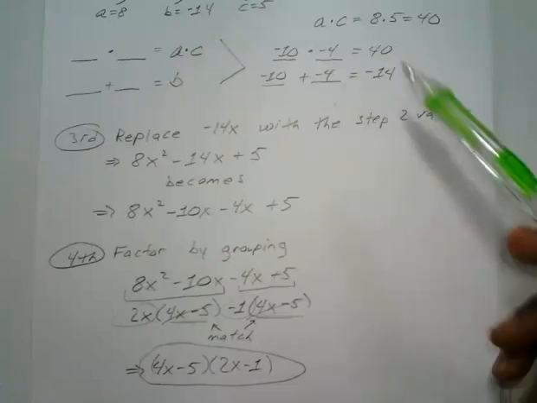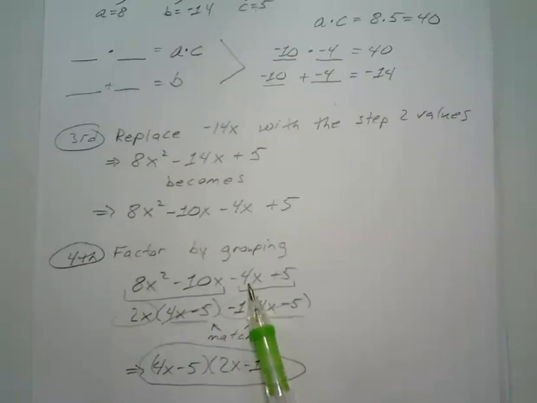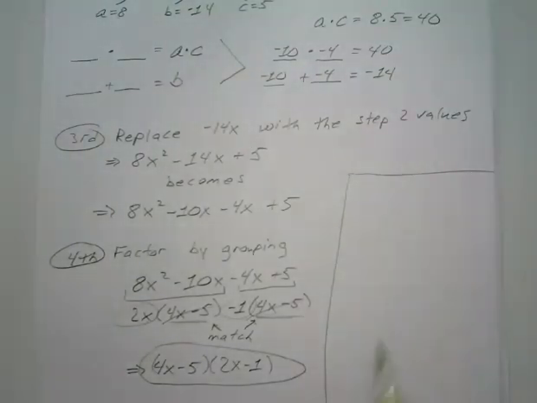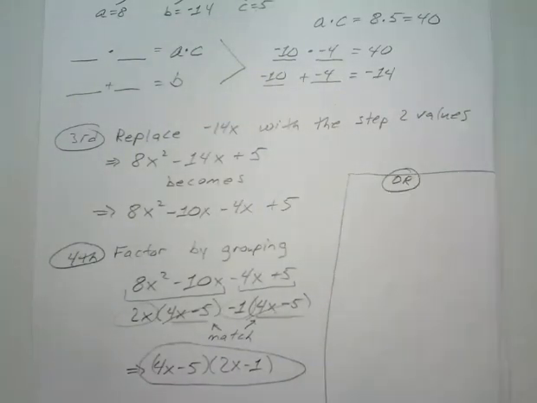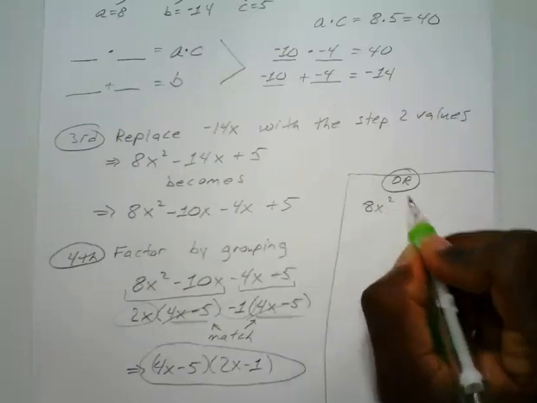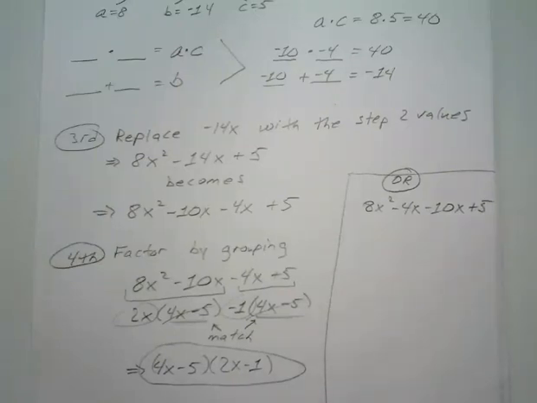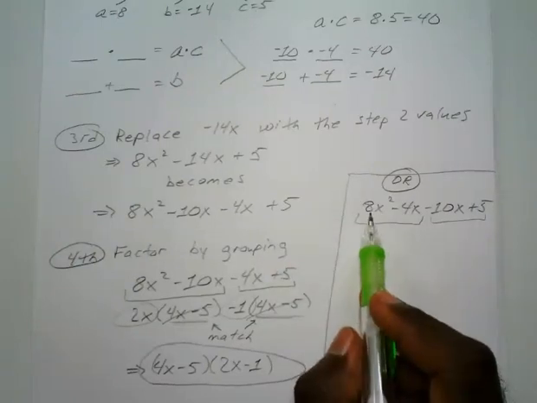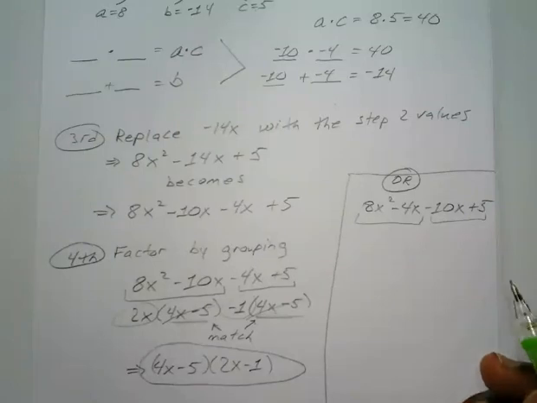Alright, just to let you know, it doesn't matter which order you put these in. If you put it as negative 10, negative 4, it will be the same as if you put negative 4, negative 10. Okay, so I'm going to show you really quickly what would happen if I put it as minus 4, minus 10. So if you have 8x squared minus 4x minus 10x plus 5. Okay, so if we did our factor by grouping, and we factored out a 4x in both of those, sorry about that.